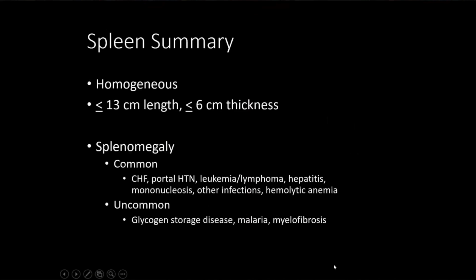So spleens, typically they're homogeneous. They're less than 13 centimeters in length and less than 6 centimeters in thickness or in depth, and that's measured right at the hilum. So some of the things that can cause you to have a big spleen: CHF, portal hypertension, blood disorders, hepatitis, mono, other infections, and hemolytic anemia. Like malaria would be one of those things that could do that, or sickle cell. And then uncommon, if you have somebody with bad glycogen storage disease or myelofibrosis, they can cause that as well.